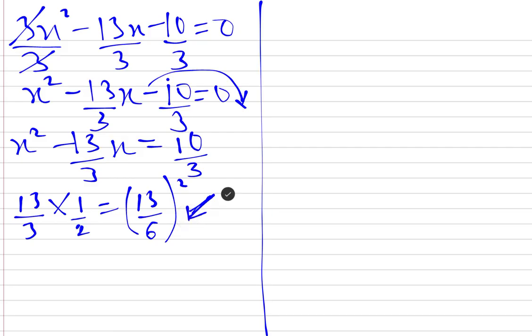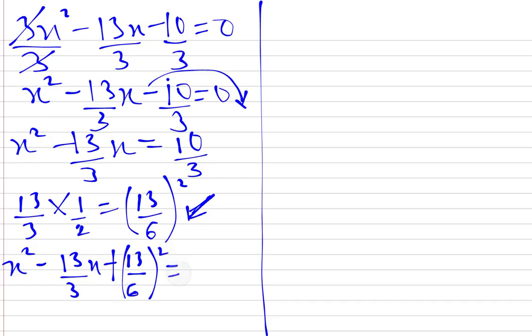So that will now become x squared minus 13 over 3x plus what now? 13 over 6 all squared. Are you seeing that? Then equals to what? What do I have here? I have 10 over 3. Then what? Plus 13 over 6 all squared. Are you seeing that now?